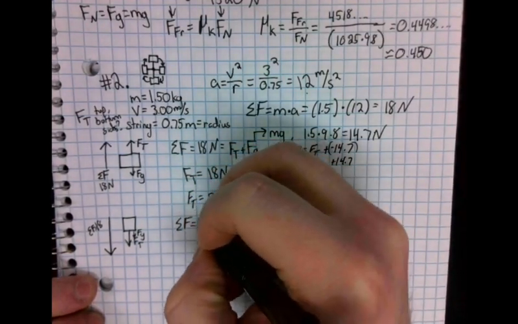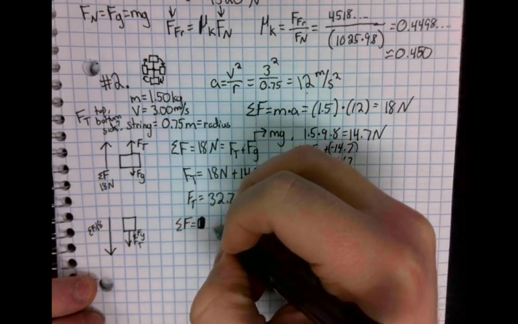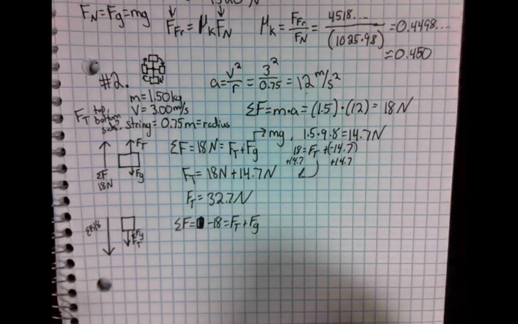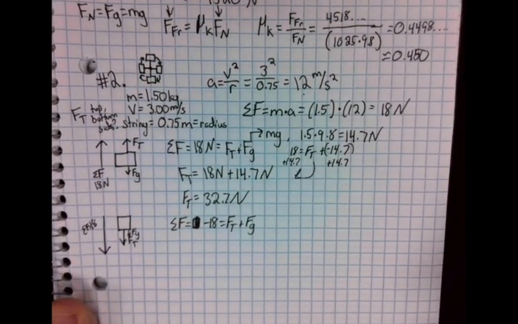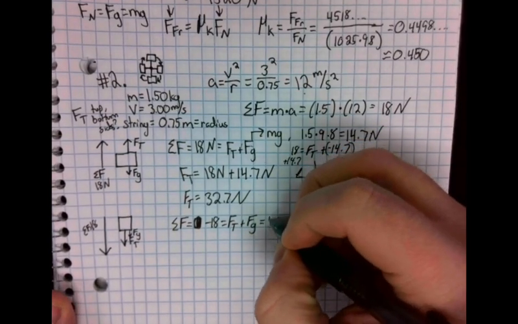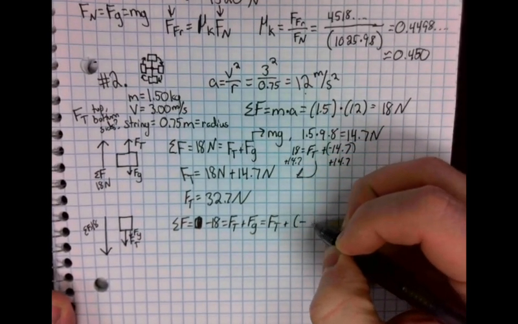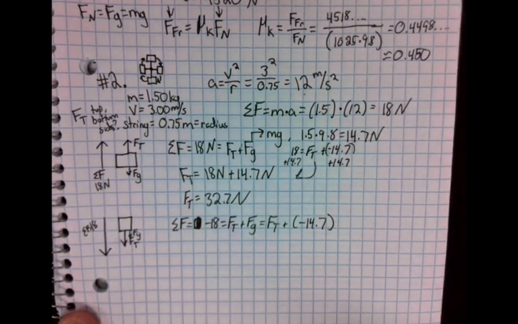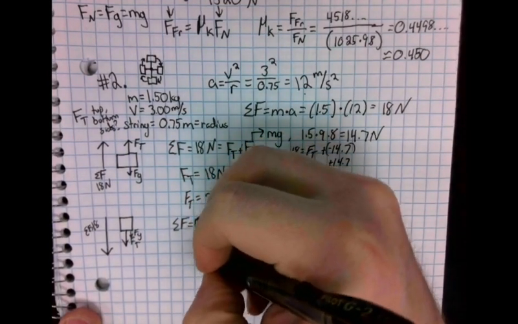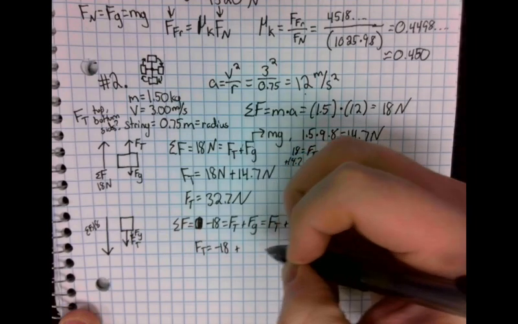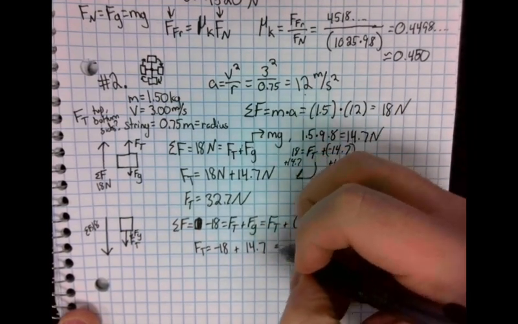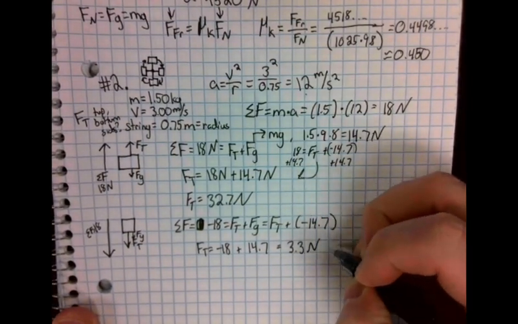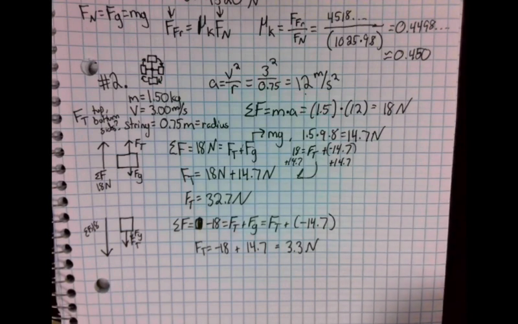So we would get the same setup as before. Sum of the forces is equal to 18. This time it's downwards, though, so I'll actually say it's negative 18 equals Ft plus Fg. We can use the same Fg as last time because it's going to be the same value. So that'll be equal to Ft plus negative 14.7. But this time, our total force value is also negative, which means we will get Ft equals negative 18 plus 14.7, which actually is going to give us a smaller number. That's actually going to give us 3.3 newtons, which makes sense.